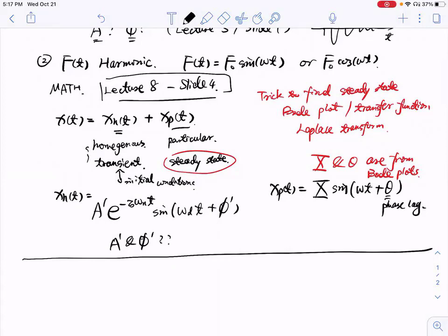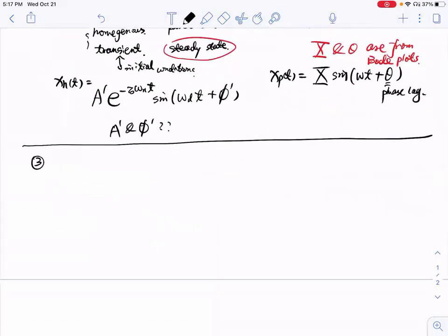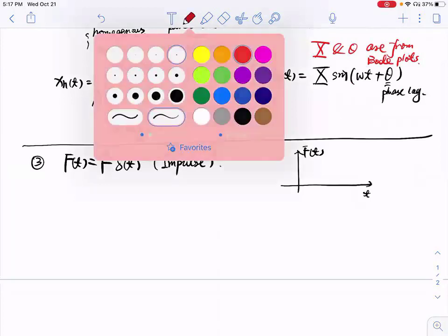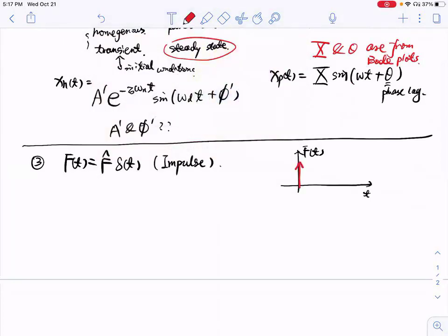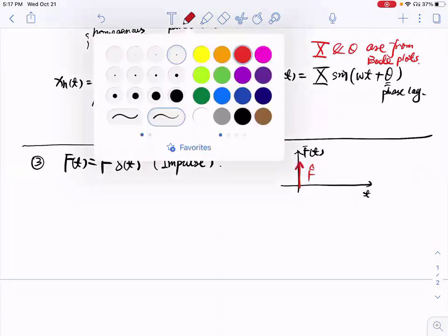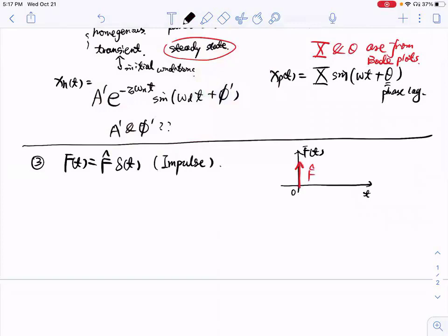Starting from part 3, we learned a ton of different excitations. The first one is called impulse, when f(t) is f hat delta(t), or we call it impulse. Right? So how does this f(t) look like? Ideally, it's something like this. The magnitude of this is f hat. And that function only exists when time equals 0. So that's called an impulse function.